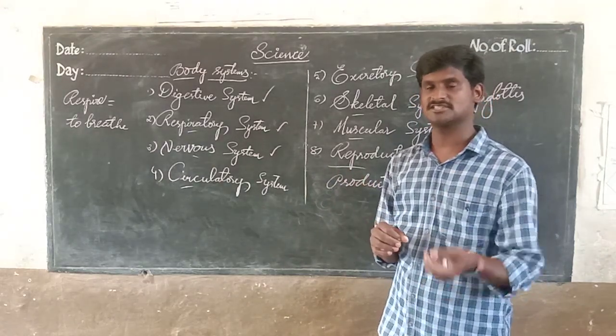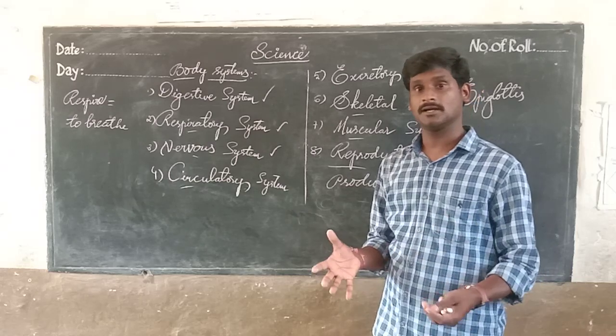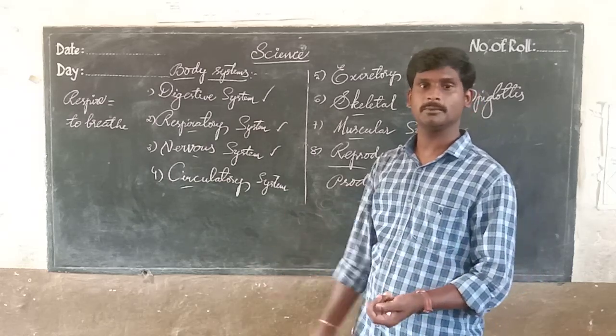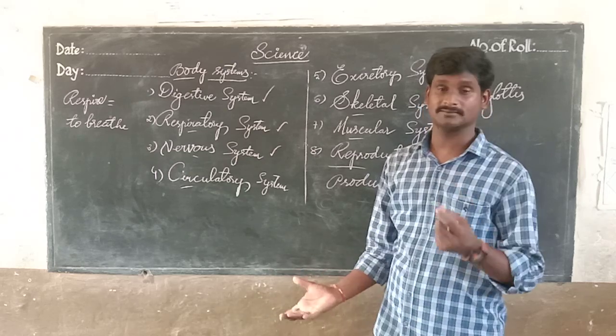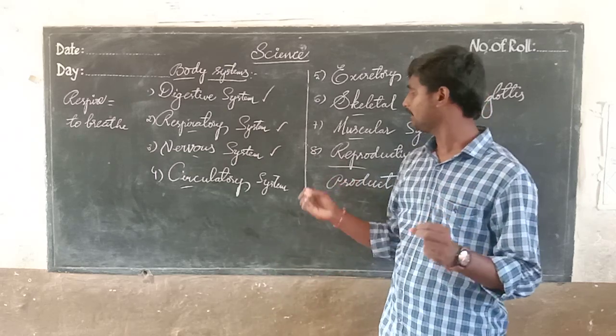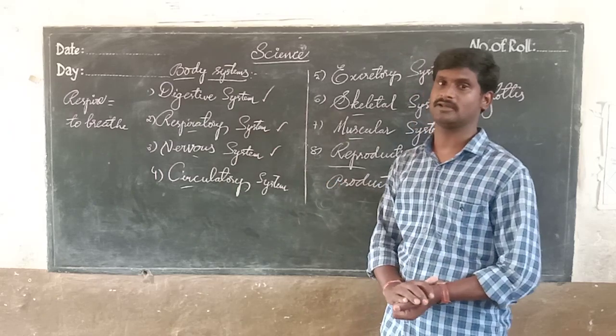If the reproductive system is not functioning well, the mother cannot give birth to a new baby. That's why every life depends upon the system. A new product will come also.